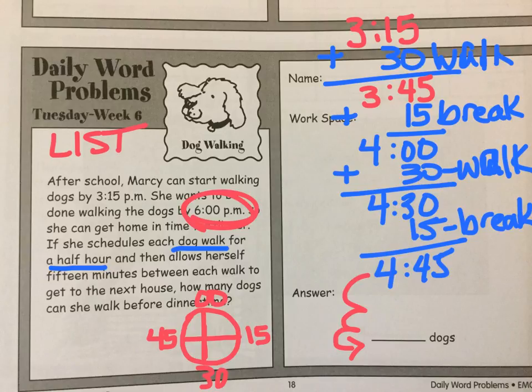Now, just when you think you've finished all that math and you're done, you need to go back and count up how many walks she was able to take, because our question says how many dogs can she walk before dinner. By looking at that list of walks, that will tell you how many dogs she could walk. Good luck, guys.